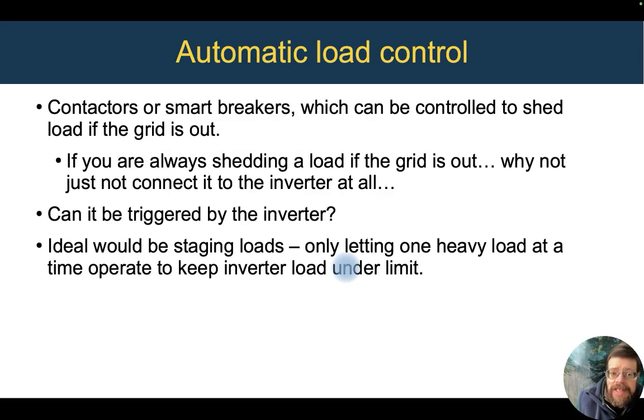We can have contactors or smart breakers, which can be controlled to just dump some of those heavy loads if the grid goes down. But if we're just going to automatically dump some of those heavy loads when the grid goes down, why don't we just connect them straight to the grid and not try to connect them to a panel served by the inverter at all?